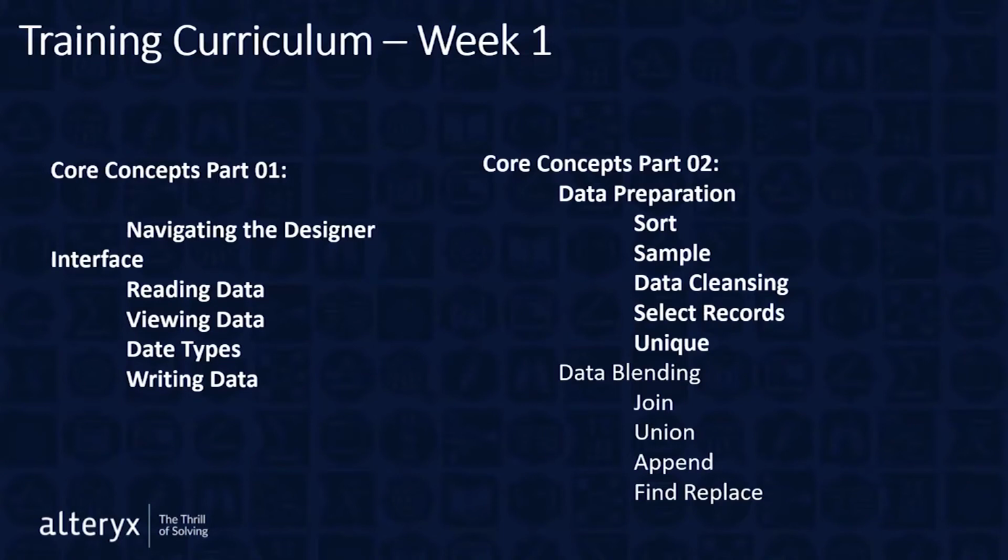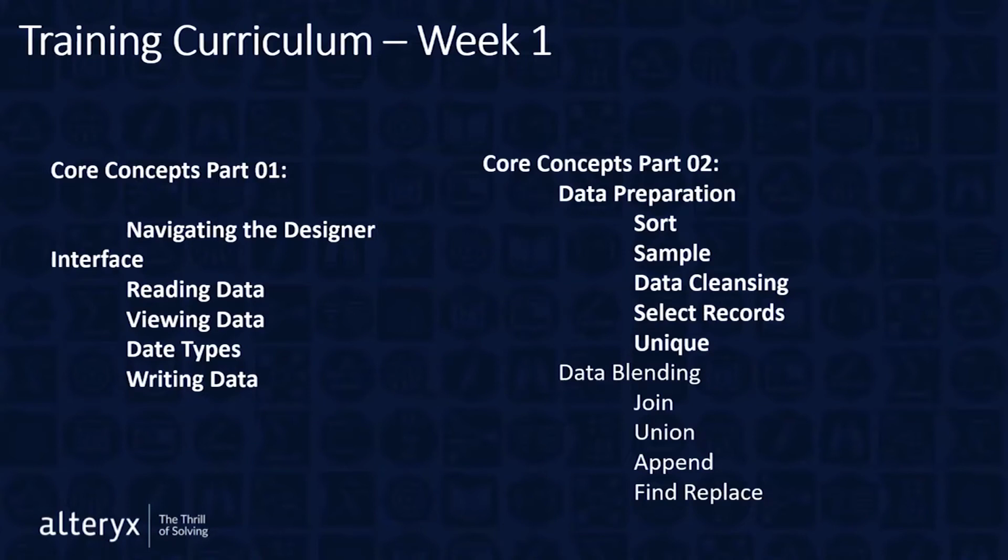The first week we will be covering part one and part two. Part one will have the navigation of the designer interface, reading data, viewing data, data types, and writing data. When I say reading data, I'm giving it here as one line, but reading data itself will have 4 to 5 tools in it. Viewing data is one tool, data type is one tool, and writing data is one tool. Likewise, we'll have multiple tools or a single tool in each concept.